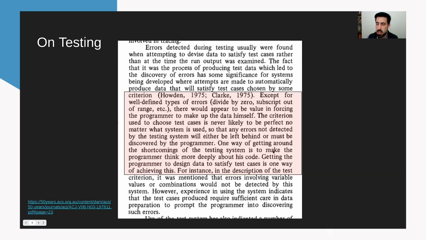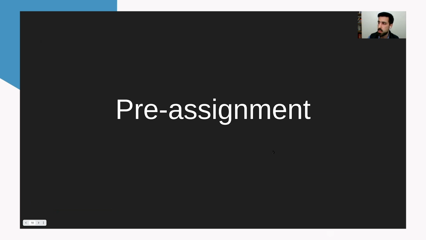This article is from 1978, really old. This is nothing new. It talks about the convenience of forcing developers to think about possible outcomes of the system, and how this practice improves the quality of software by forcing developers to think about corner cases. So it's quite interesting. But I talk a lot, so let's go to the pre-assignment.